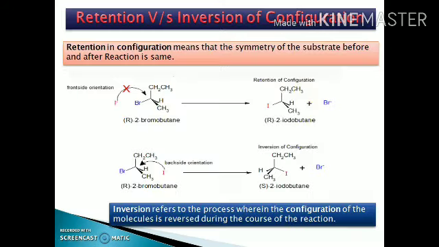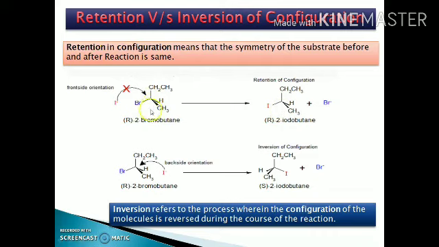We will discuss the retention and the inversion of configuration. Retention of configuration means the symmetry of the substance before and after the reaction is the same. For example, iodine displaces the bromine from its solution. Here bromine is present on the left hand side, and after the nucleophilic attack, if the iodine is present on the left hand side, that process is known as retention, meaning the configuration is retained.